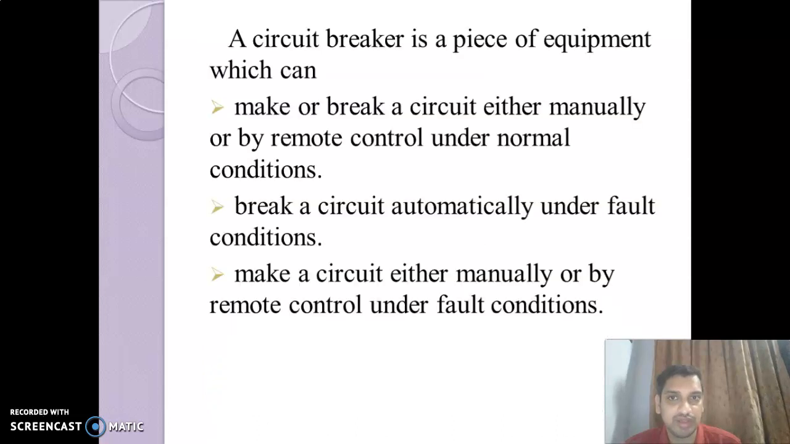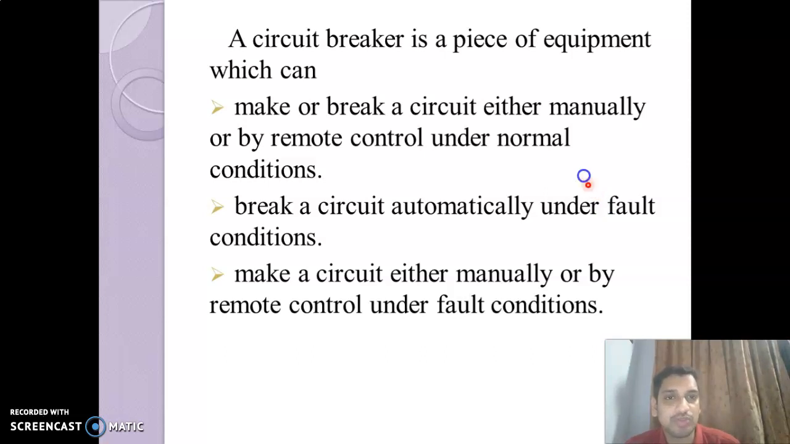There are three functions. The first one is that the circuit breaker is used to make or break a circuit either manually or by remote control under the normal condition. So before that, what is normal condition? Normal condition is nothing but there is no fault on the system, whereas fault condition or abnormal condition means there is a fault in the system.